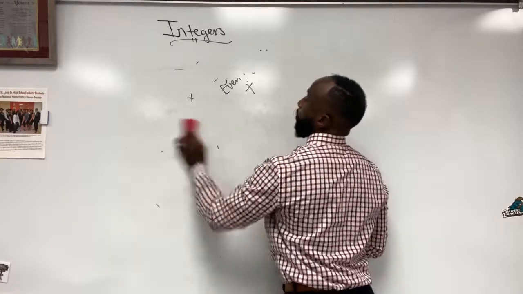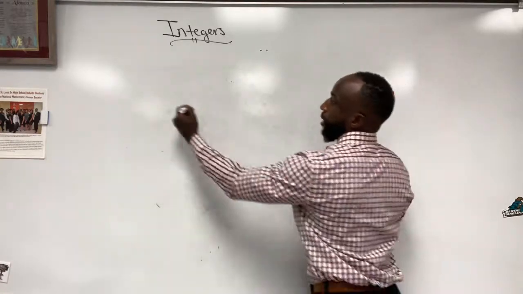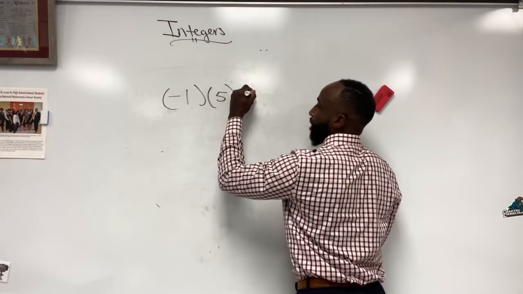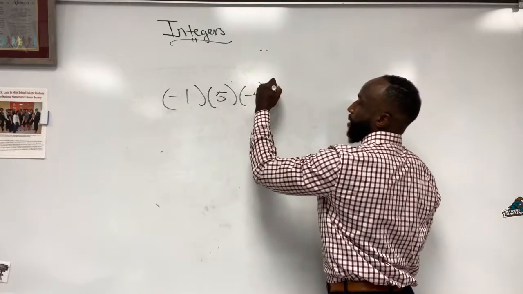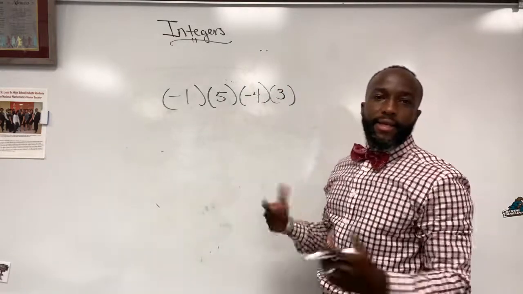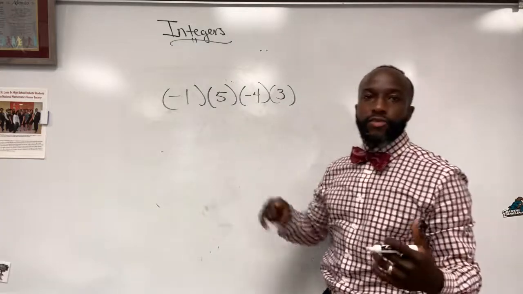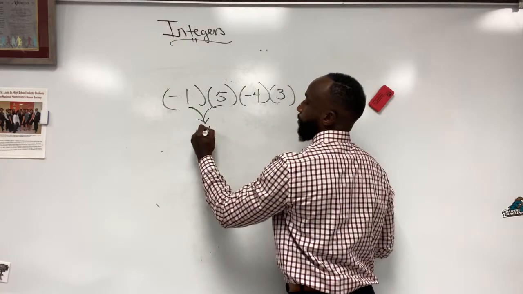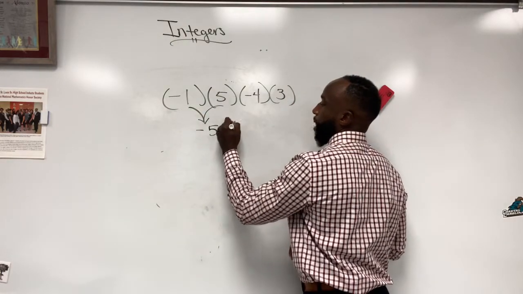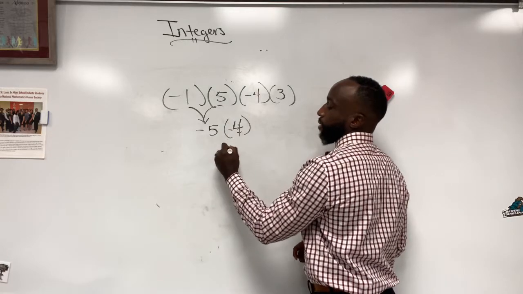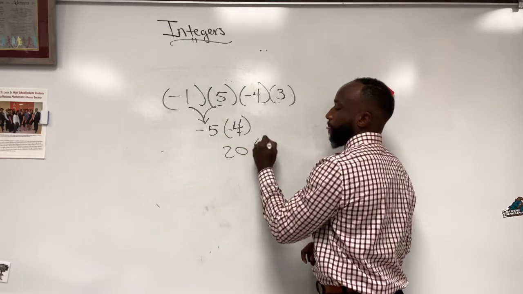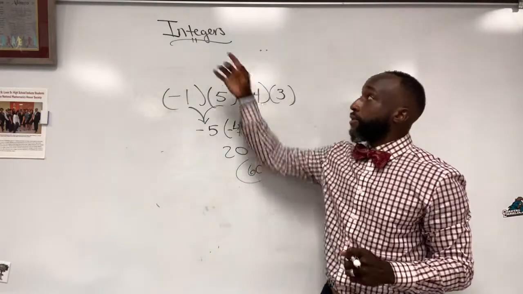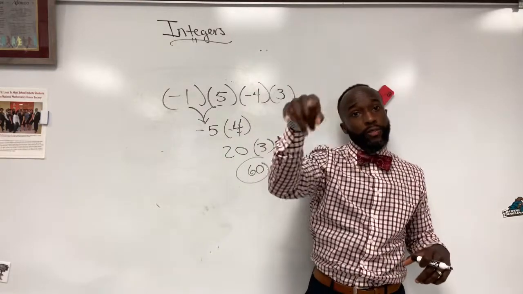All right, what if I had something like this? -1 times 5 times -4 times 3, all right? How many negatives do I have? That's right, I have 2 negatives, so our answer should be positive. So let's do the -1 times 5. This gives us -5 times -4, which is +20 times 3, 60. Positive answer. Good.